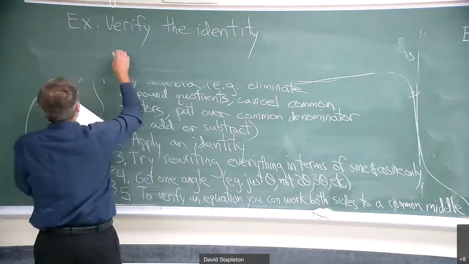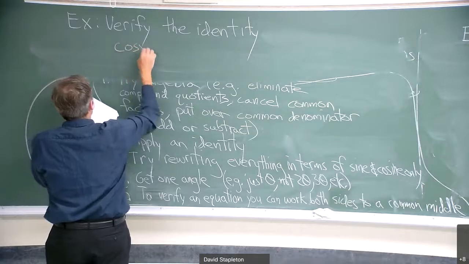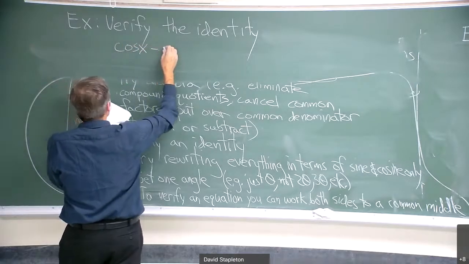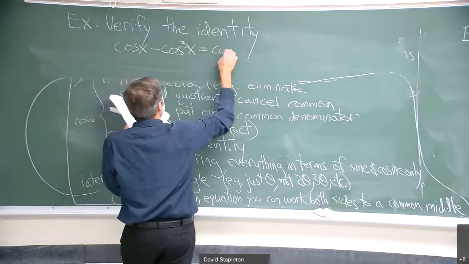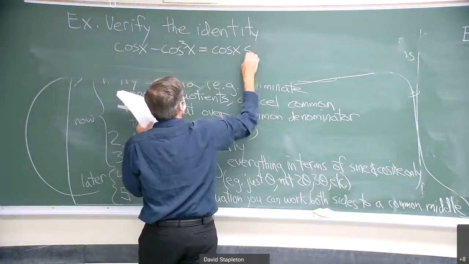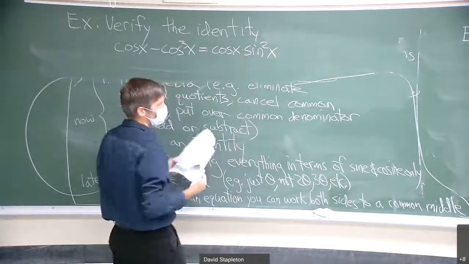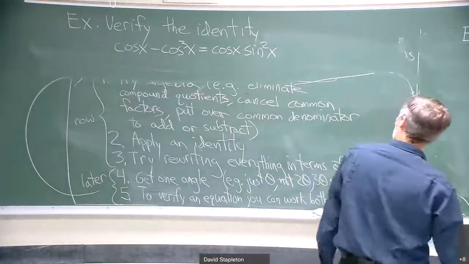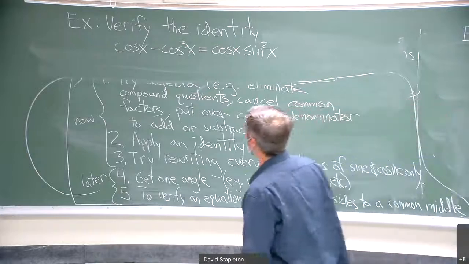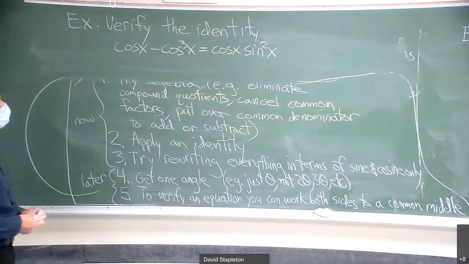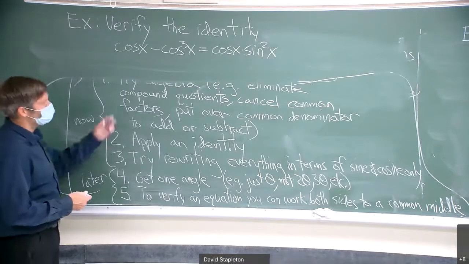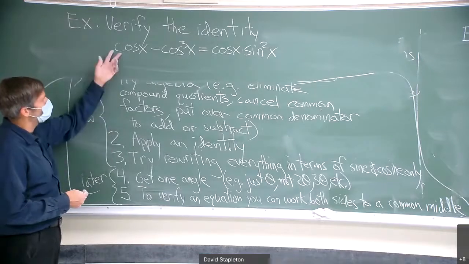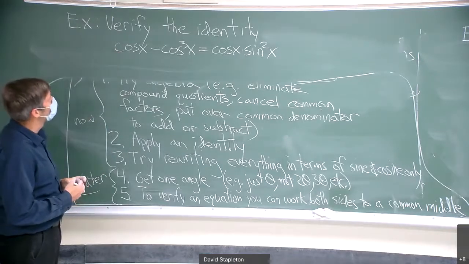Suppose I want to verify this identity that cosine x minus cosine cubed x is actually equal to cosine x times sine squared x. How about that? How can I prove that? Verify is a kind word for proof. So I hate to say that, but these are proofs of this part. And they're actually very important. Like I say, these come up in lots of mathematical modeling.